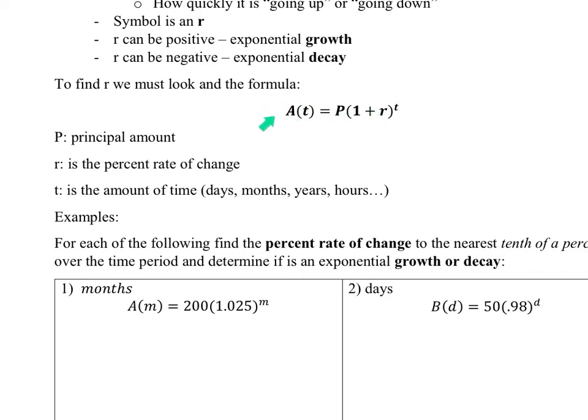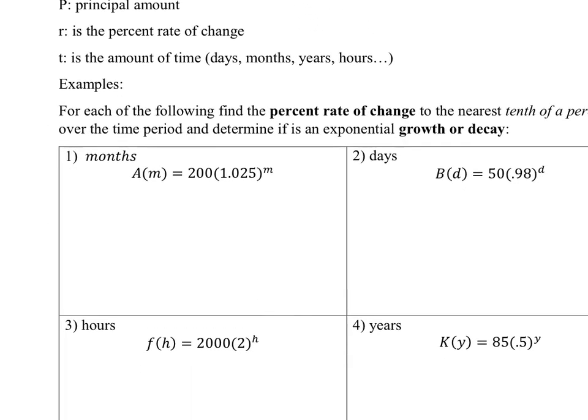You have a bunch of different things, P being the principal amount that's being multiplied by this power here. R is the percent rate of change, so 1 plus R is how it increases or decreases. T is the amount of time, often it's years, but it can be days, months, hours. It's just an amount of time. And that is the general formula, and we modify it from there, as we go through different kinds of problems.